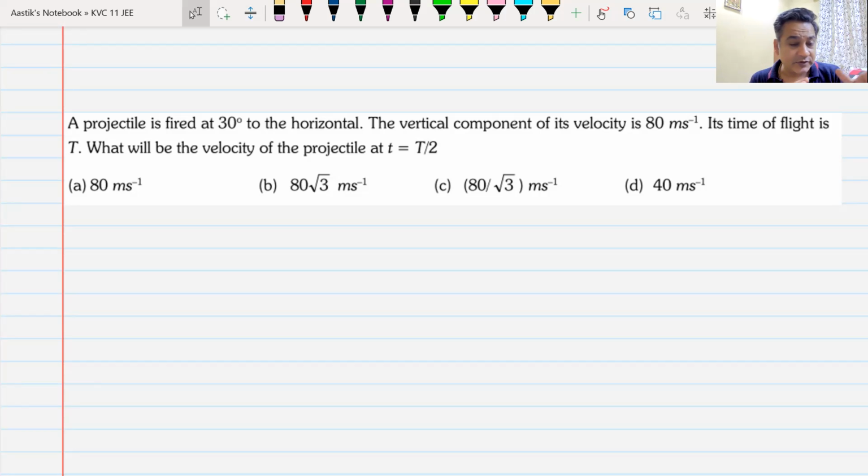Yes, my dear friends, what about this? A projectile is fired at an angle of 30 degrees to the horizontal. The vertical component of velocity is 80 meter per second. Its time of flight is T. What is the velocity at T by 2? Any hope of getting this one? Do it fast.